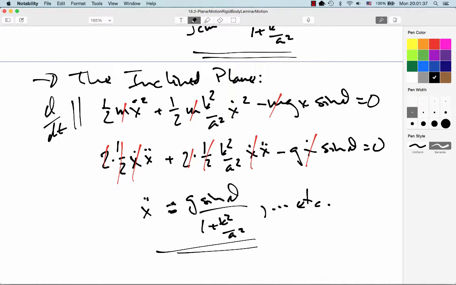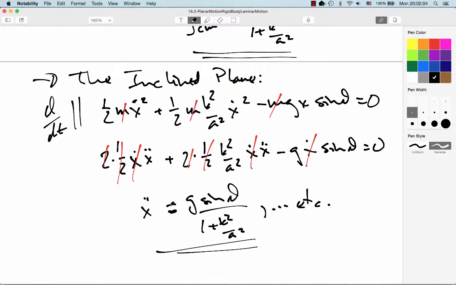Now, at this point, you should be getting a little concerned, maybe, about the fact that I neglected the tension in the case of the yo-yo, and the normal force and the force of the inclined plane in the case of the inclined plane. So the easy one first. For the normal force, it's perpendicular to displacement, and there's no work being done.